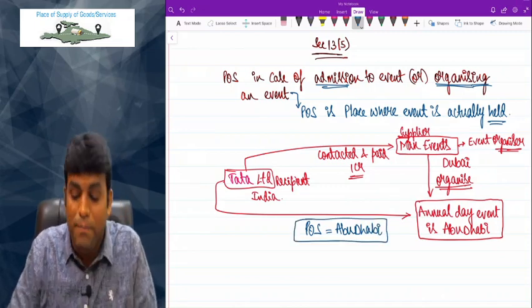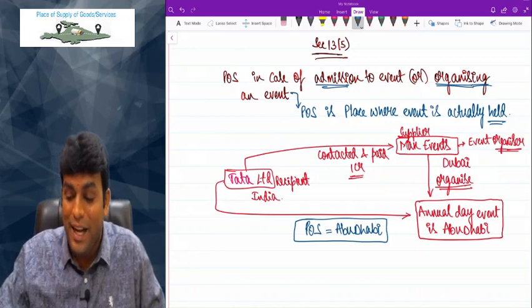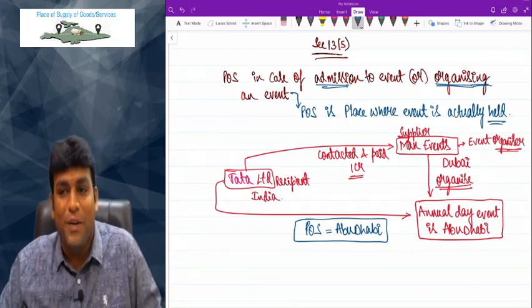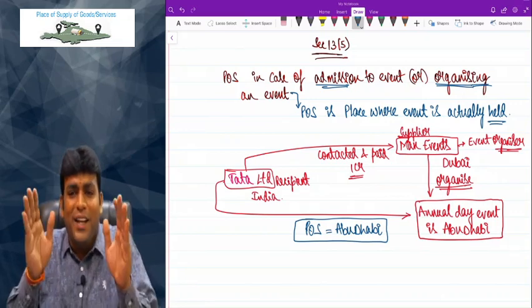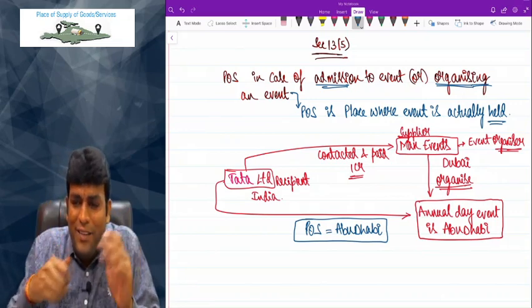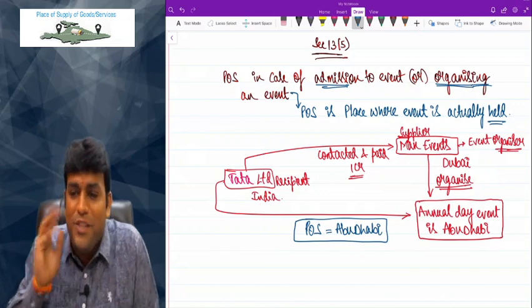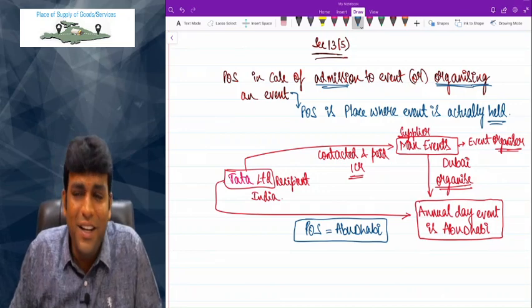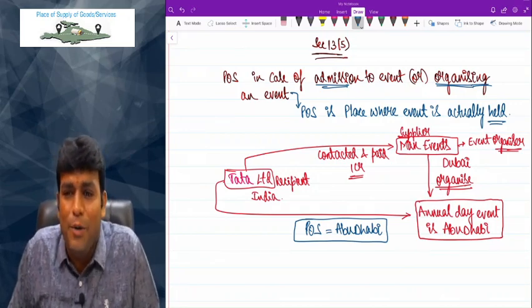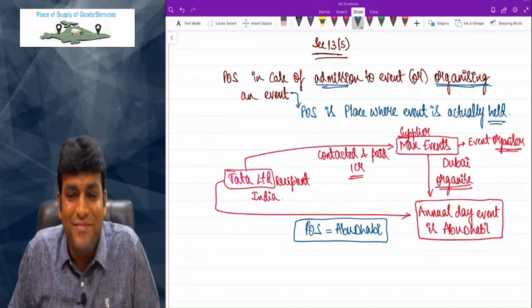For a simple reason that 13.5 says in case of admission to event or organizing an event, place of supply is the place where event is actually held. So wherever event is held, that becomes place of supply. That's all. Come on, write this point and take the example also clearly.